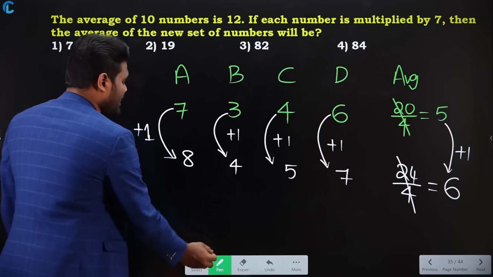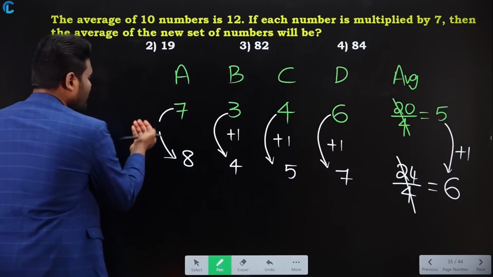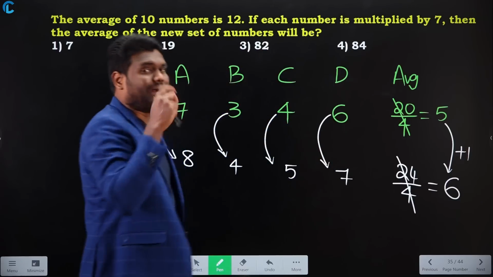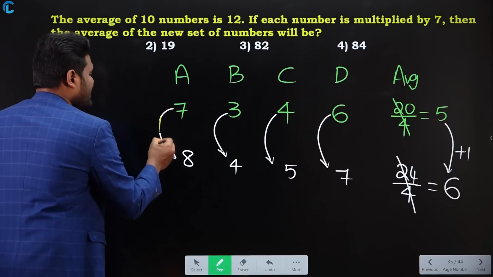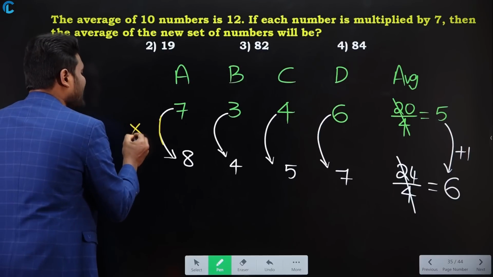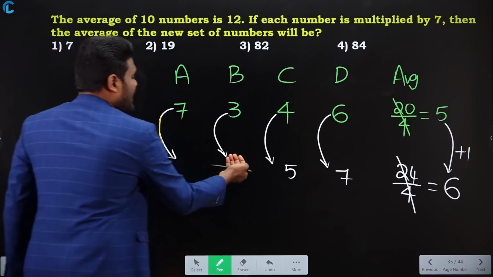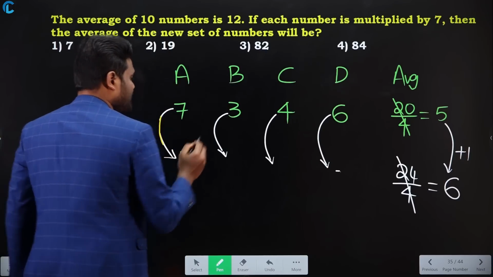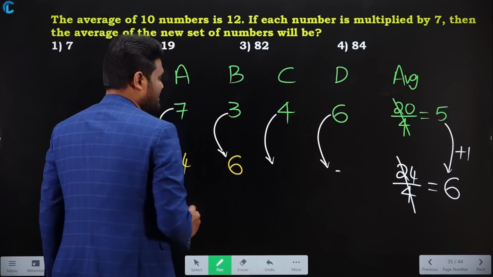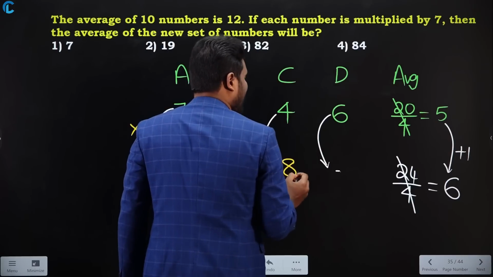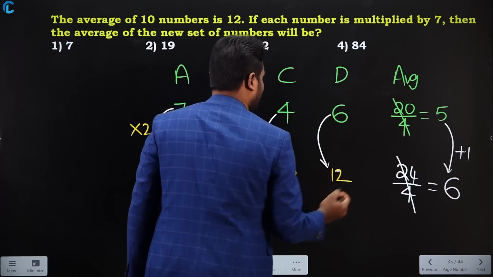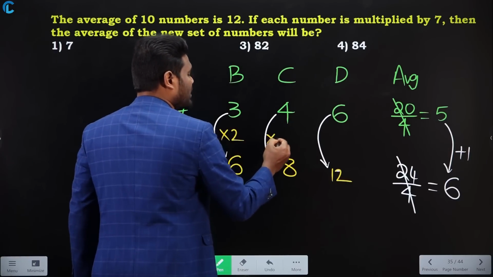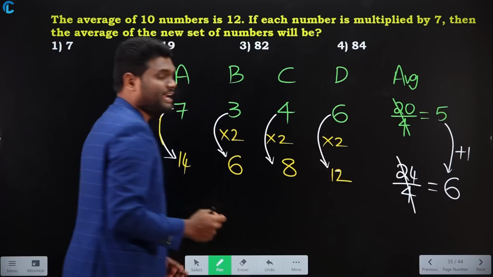Similarly, observe here one more time carefully. Now instead of adding, I am going to multiply the number of apples. I am going to multiply each of their apples by 2. 7 times 2 is 14. Similarly 3 times 2 is 6, 4 times 2 is 8, 6 times 2 is 12. Which means for each of them I am multiplying by 2.